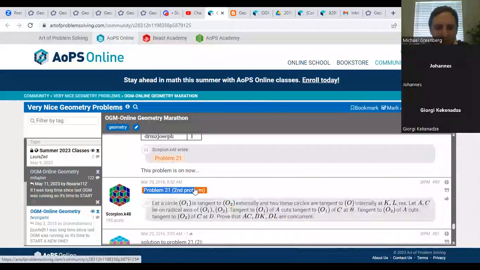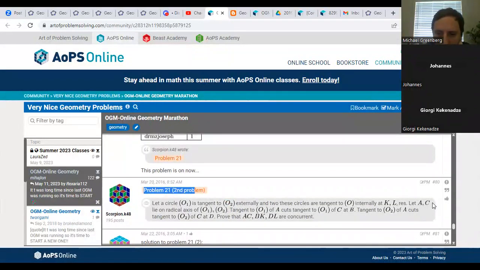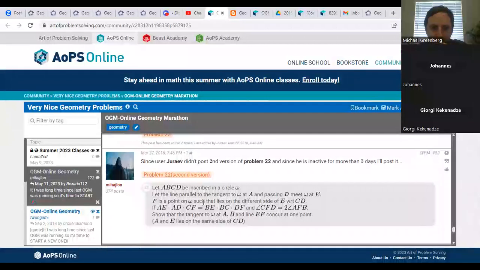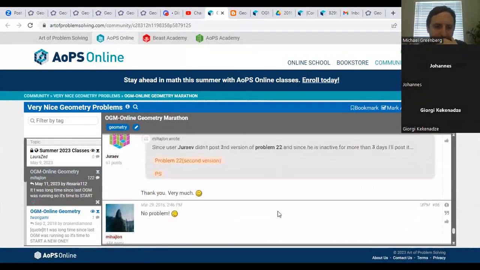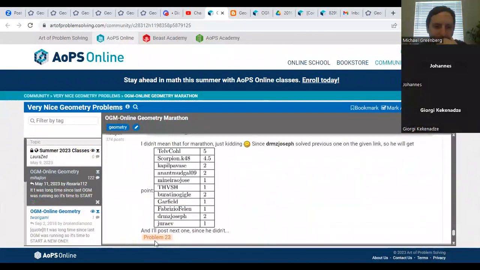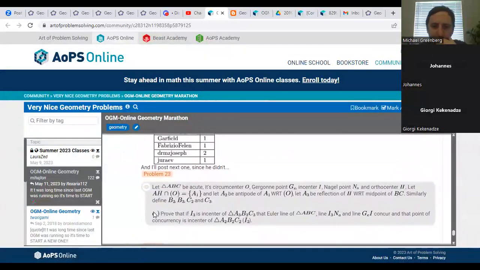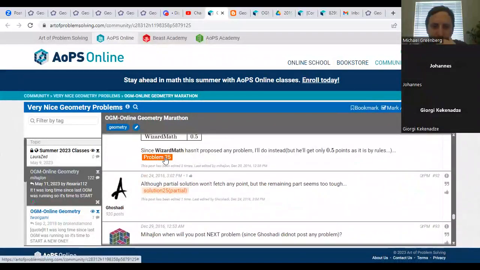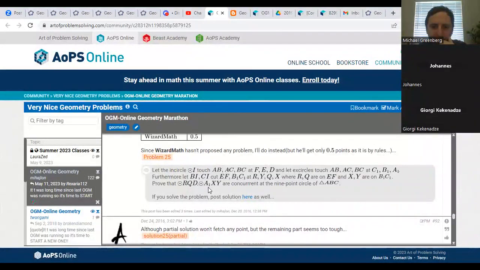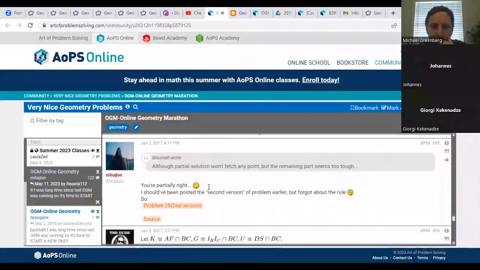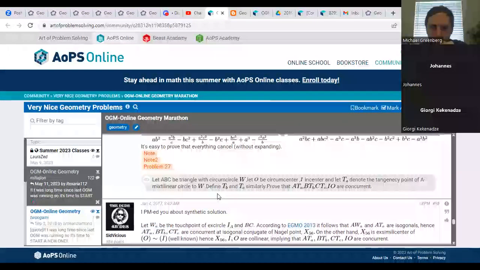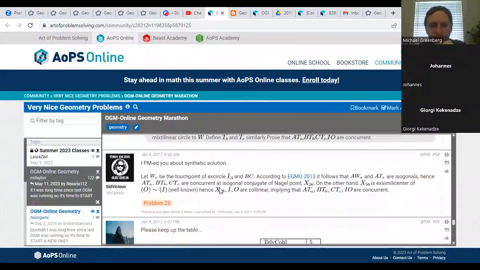Let's see, what's problem 21? So we have a circle tangent. I don't like circle tangency problems. Let's see if this guy has a better problem. I also don't like weird conditions like that. Let's see problem 23. It's got a Gergonne point. Let's see. These are hard problems. What about? Well, I think I've seen this before.